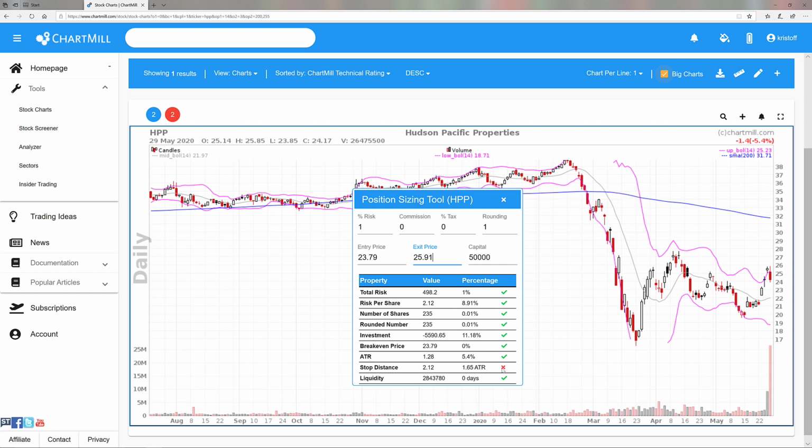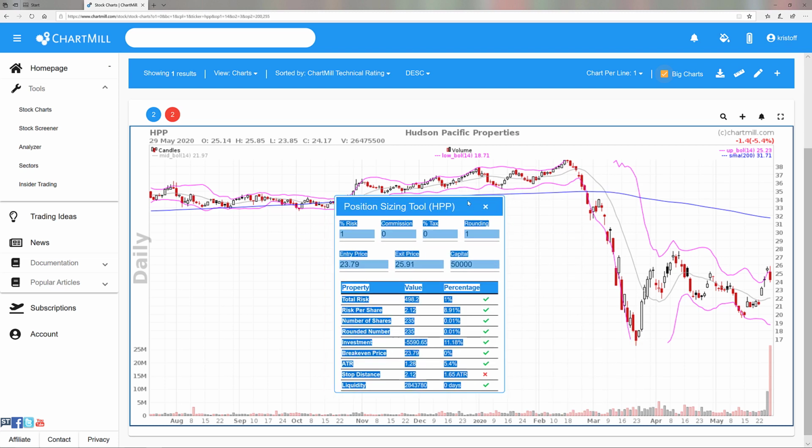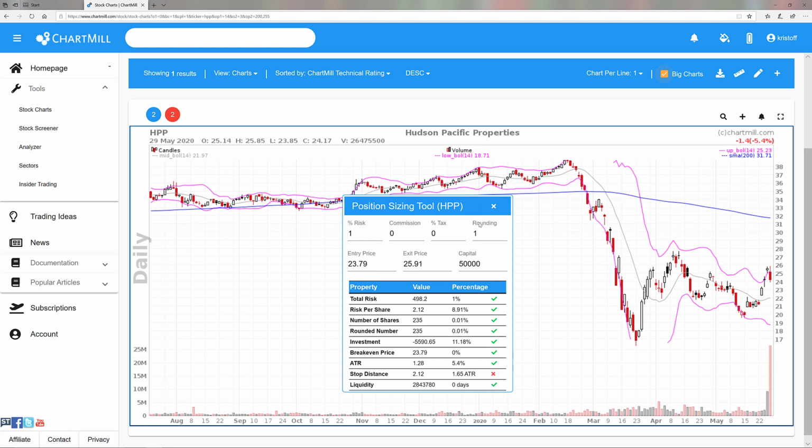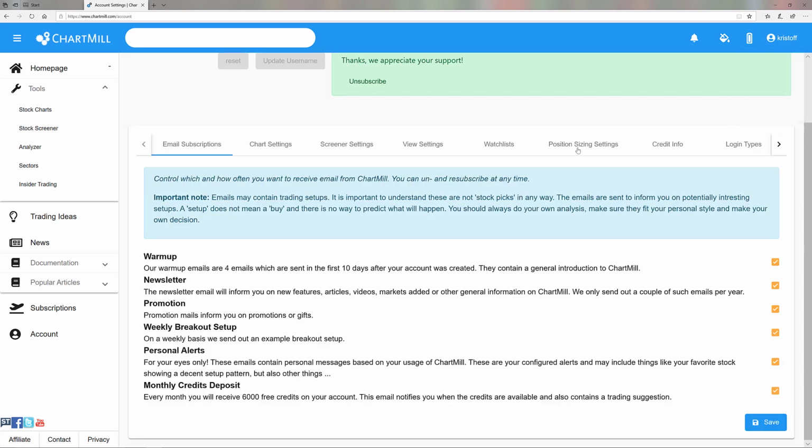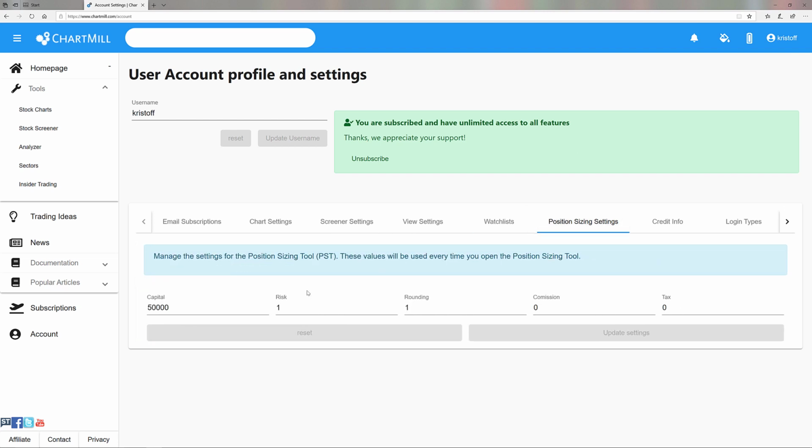And I get a warning for my stop distance. If the stop distance, so the difference between the entry and the exit, is below 2 average true range, then I will get a warning signal. As you can see, a very handy tool to manage your risk and position sizing. You can change all these values manually, but there is also another way. If you click on your account, my account, and then you go to the position sizing settings, here you can change the values.